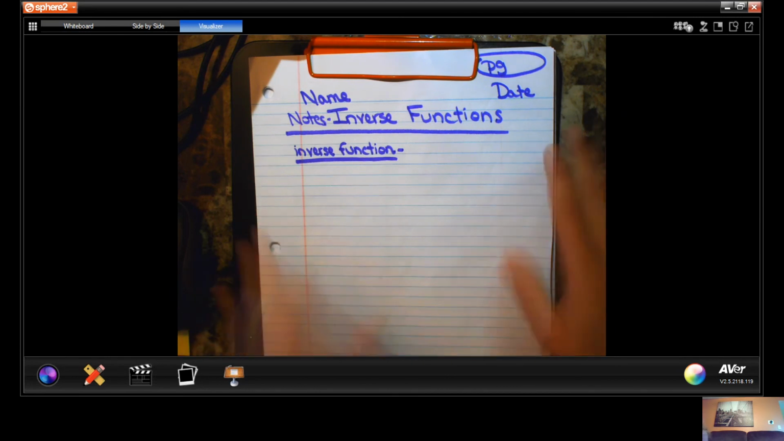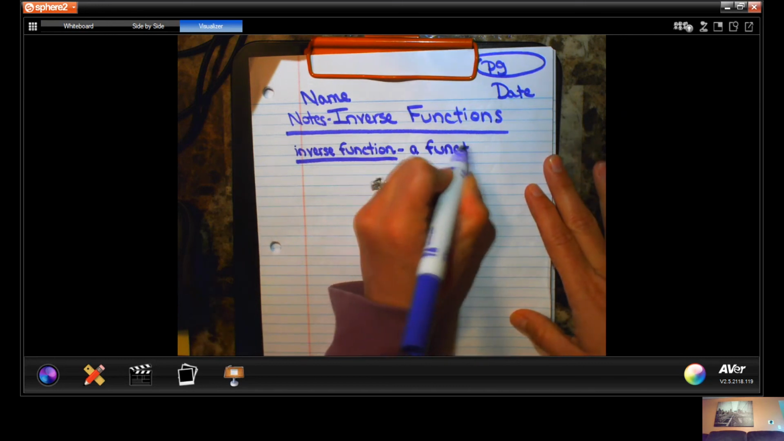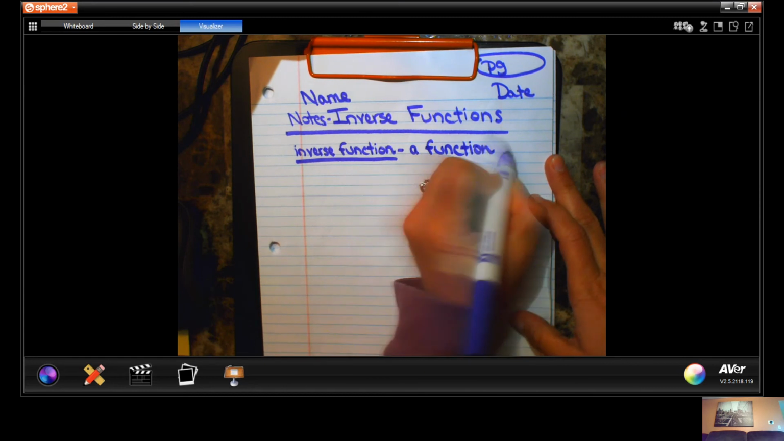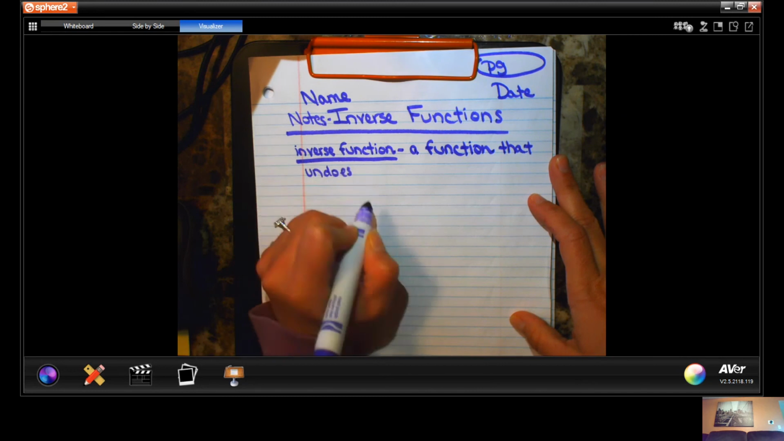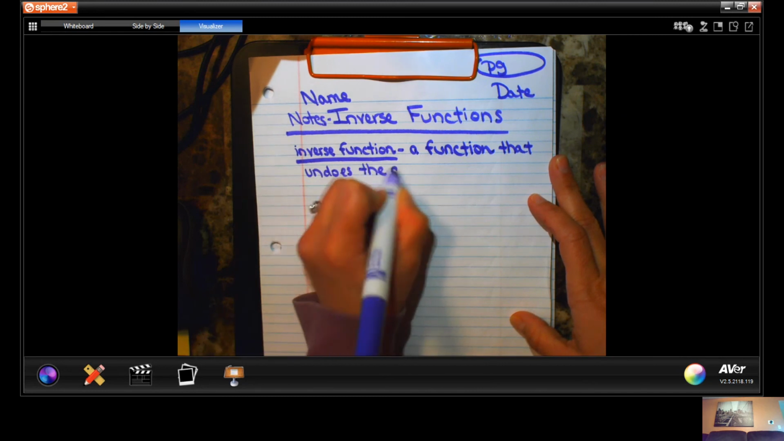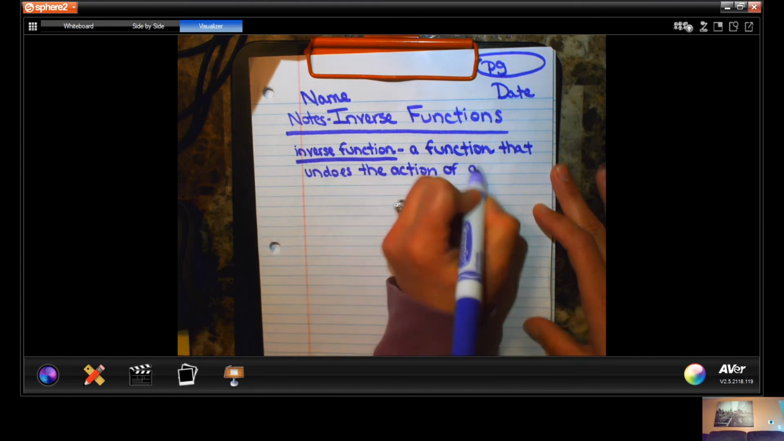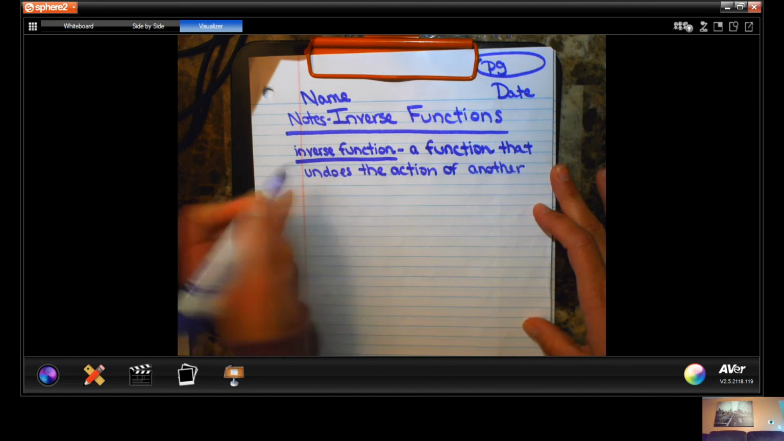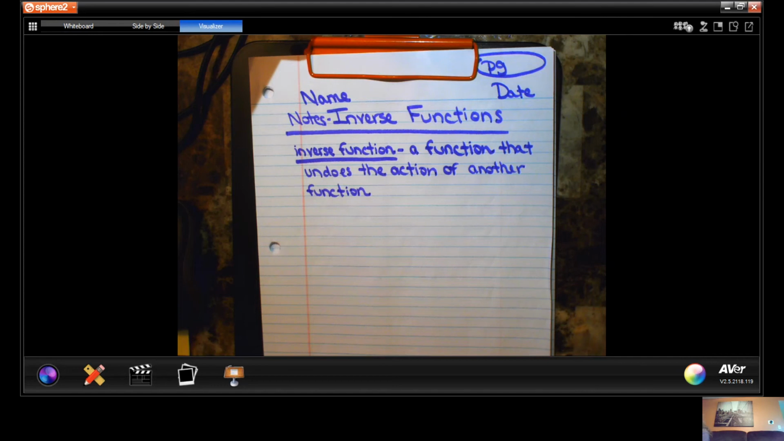The definition of an inverse function is a function that undoes the action of another function. What that means, when you're writing that down, is that you are going backwards. So if you have a function, the inverse of that function would be going backwards and getting what you started with in the first place.